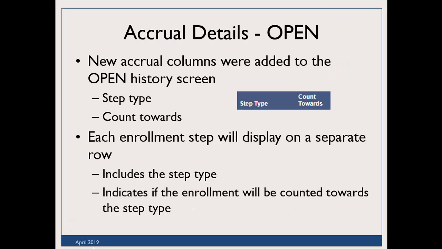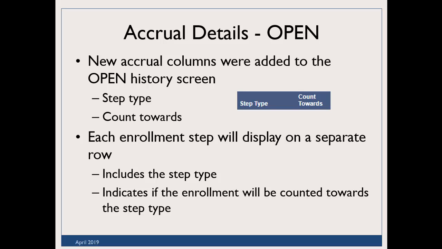So let's start with OPEN. In OPEN, there are new accrual columns added to the OPEN history screen. They'll include step types and whether those step types count towards accrual. And if you remember, your step types are screening, intervention, and other. And each enrollment step will display as a separate row.